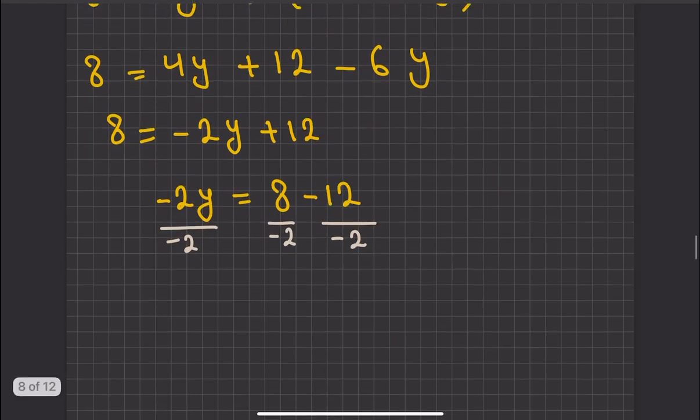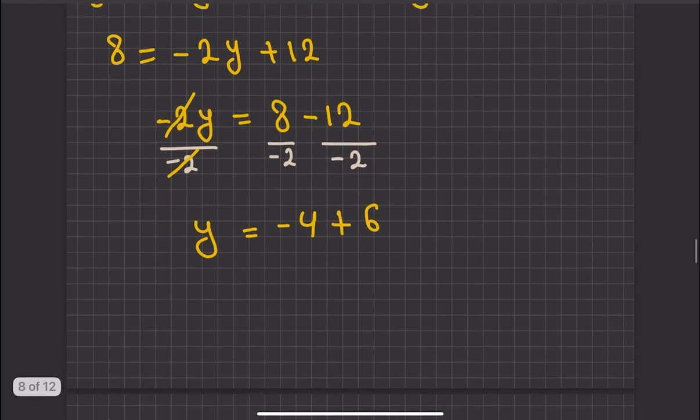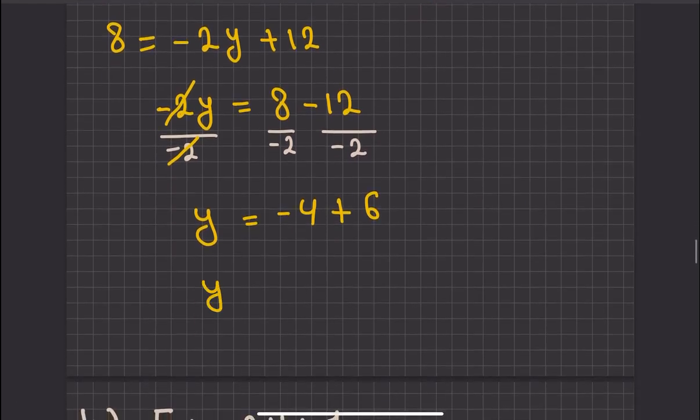So the answer would be what? Minus 2 divided by minus 2 is gone, so I'm going to have just y. 8 divided by minus 2 is going to be negative 4. Minus 12 divided by minus 2 is going to be plus 6. So y equals minus 4 plus 6, which is 2. So I have y equals 2.